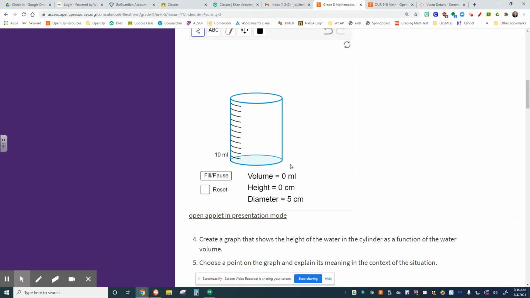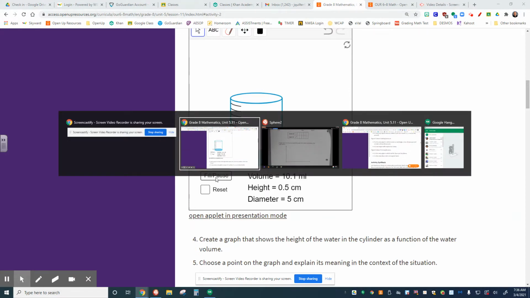And I don't know why that just moved, but here we go. Click on fill and pause, and I'm just going to stop at random times. 10 milliliters, 10 and 1/10. I'm recording this on my table. You can go ahead and do it too. Has a height of 5/10 centimeters, so it's going to look like this.